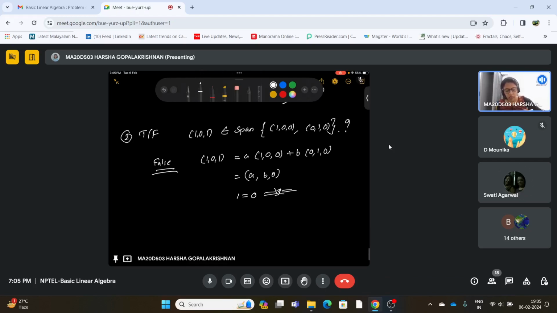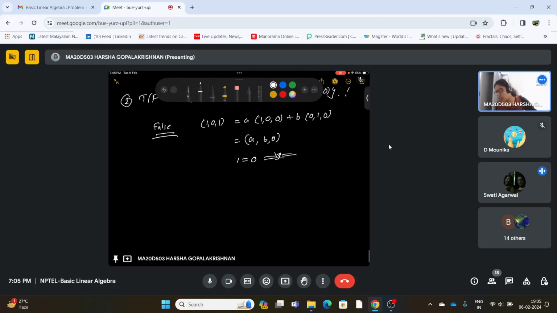Actually you don't need to write all these steps. Just by examining you can say, because in the set we have two elements, and in both, the third element is 0. So if we multiply with any scalar, that third coordinate will always be 0. But the given element (1, 0, 1) has a non-zero element in the third position. So obviously it will not be. So you can just see the question and say the answer. That's it.